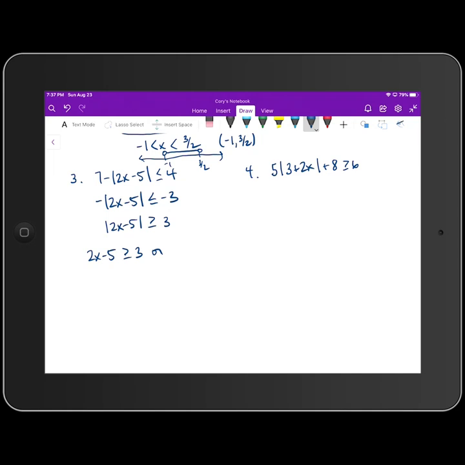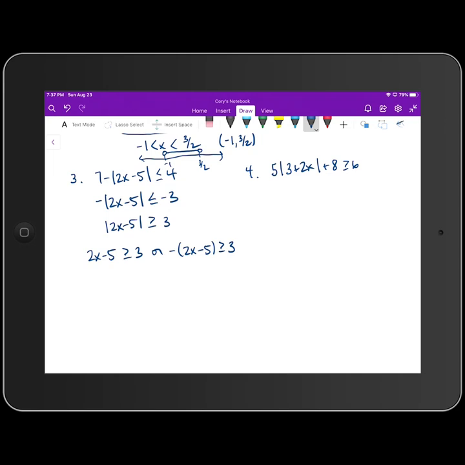The second possibility is that what's inside the absolute value bars is negative. So if we're taking the absolute value of something that's negative, we have to take the opposite of that entire quantity. So the opposite of 2x minus 5 has to be greater than or equal to 3 as well. And then we're just going to go through and solve both of these inequalities.